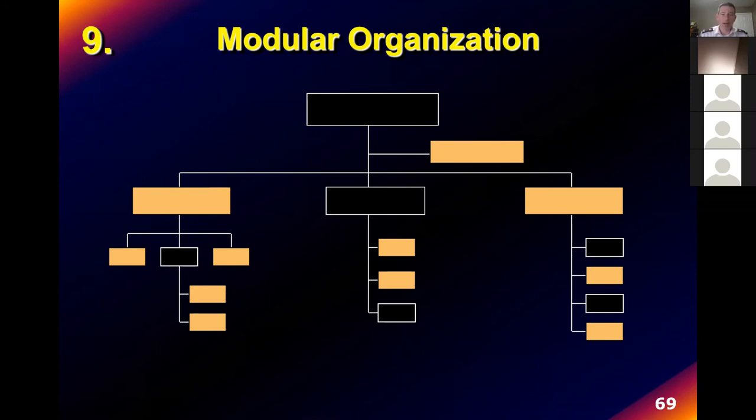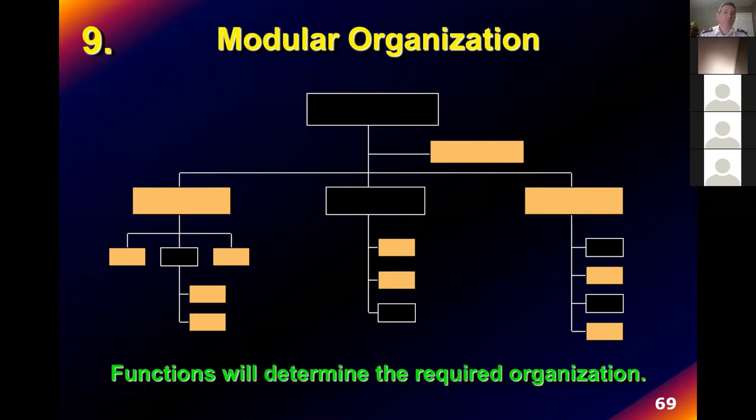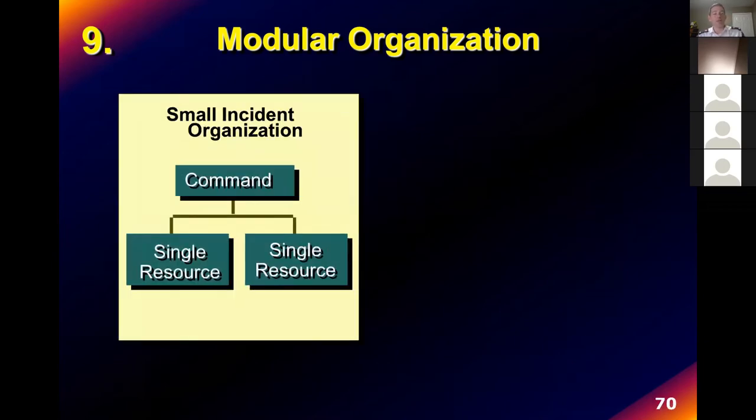But each element has to have a person in charge. If you create a position, you have to have somebody in charge of that position, right? So like I said, functions will determine the required organization. Right, so we can look at it and we can break it down this way.